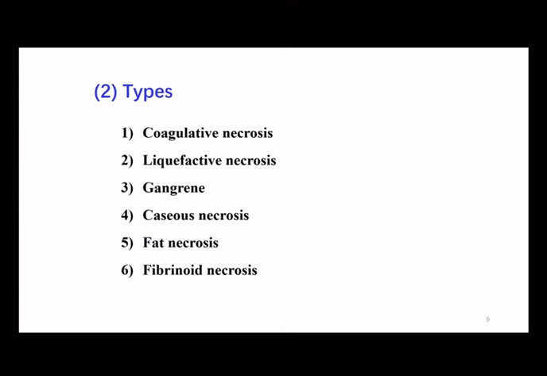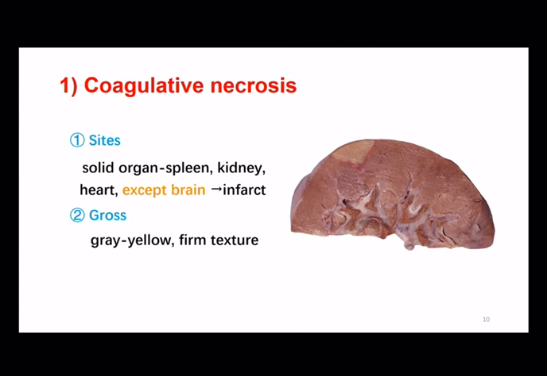Necrosis includes many types: coagulative necrosis, liquefactive necrosis, gangrene, caseous necrosis, fat necrosis, fibrinoid necrosis. The first one is coagulative necrosis. It occurs in all solid organs except the brain, such as spleen, kidney, heart, usually in the situation of infarct.